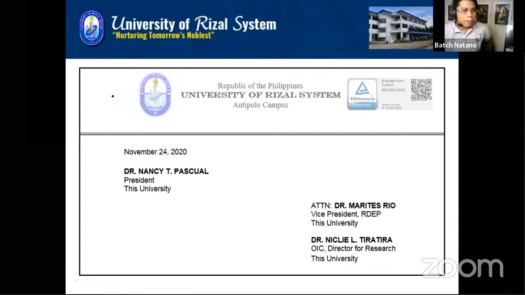So what's the purpose of the attention line? I am writing a letter, let's say for example, to the university president who is Dr. Nasity Pascual. However, I would like the letter to pass through first on the attention of the Vice President for RDEB and the Director for Research. So if you would like a letter to be transmitted first to the specific office and with courtesy to the superior of these people, then you can use the attention line.